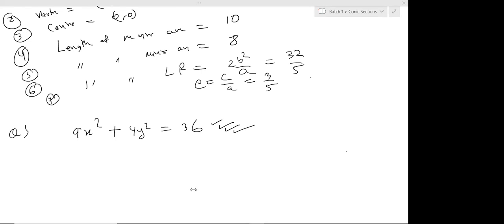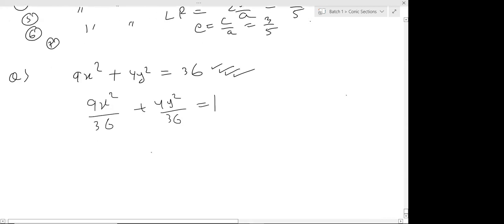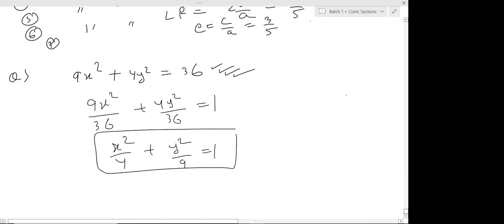Okay, let's see how to solve this. First of all, let's divide 36 on both sides because we want 1 to be in the right hand side. So 9x square upon 36 plus 4y square upon 36 equals to 1. So this is x square upon 4 plus y square upon 9 equals to 1. Ashma, is this type 1 ellipse or type 2 ellipse? Ashma, is it type 1 or type 2 ellipse?